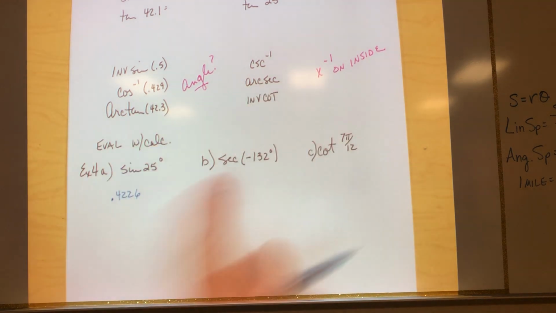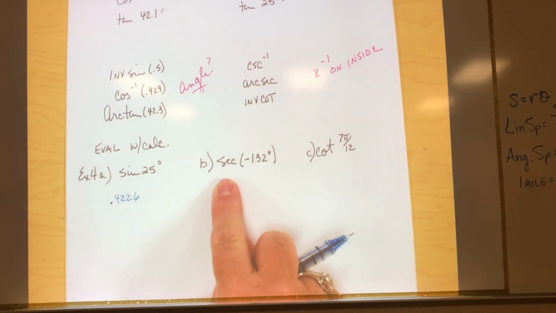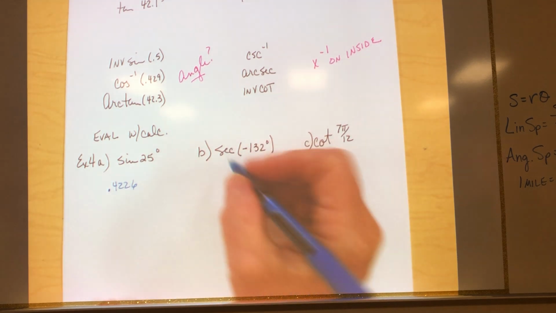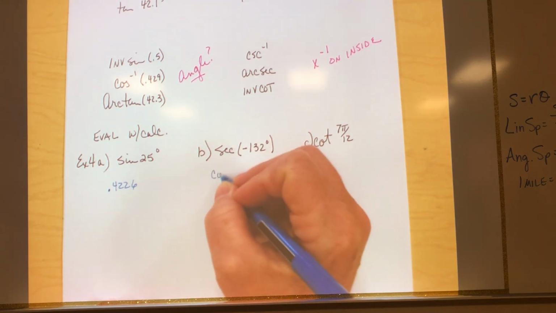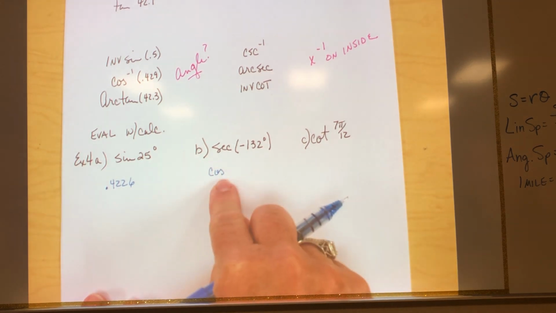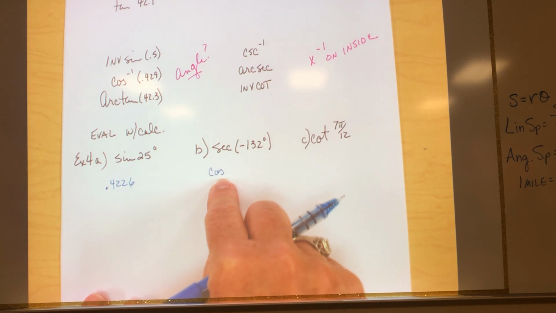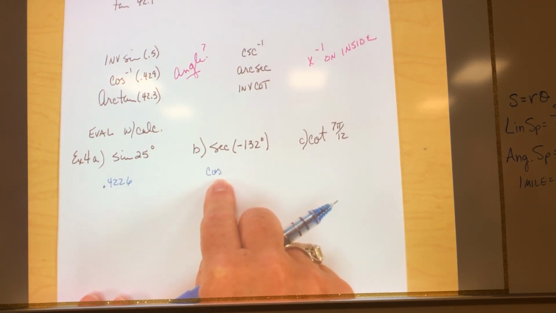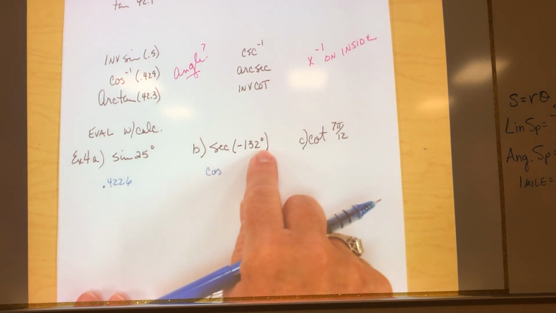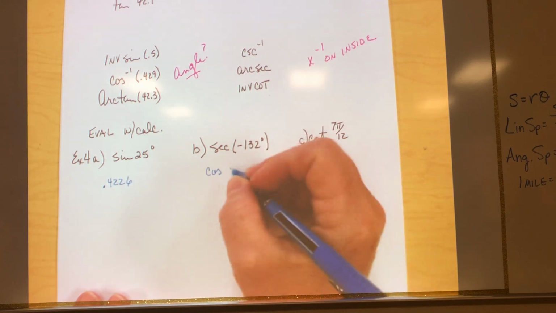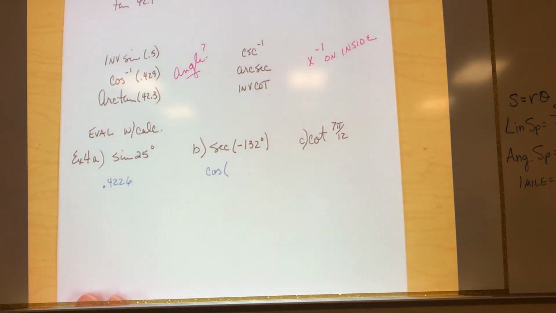Okay, now this guy right here, you're going to have to rewrite him. There is not a secant button on your calculator. So what button do I have to use? Cosine. That's his reciprocal. If I use the cosine button, then I'm going to have to use that reciprocal button. Am I looking for an angle or a side? A side. I already have the angle, people. So where does the x to the minus 1 go? On the outside.